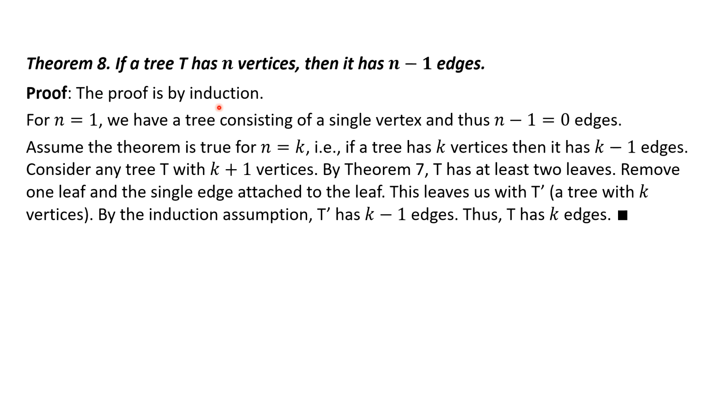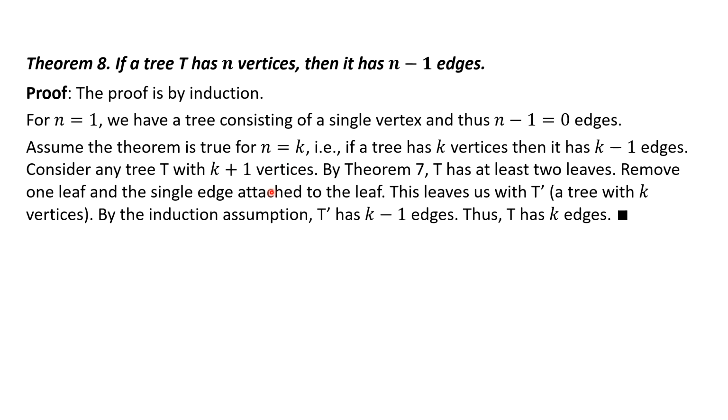And we do proof by induction, as I did initially, but the first time I didn't have this theorem in hand. So for n equals 1, we have a tree consisting of a single vertex, and therefore the number of edges is n minus 1, which is 0. Right? There are no edges in that case. So the induction hypothesis is: assume the theorem is true for n equals k, i.e. if a tree has k vertices, then it has k minus 1 edges. And then we want to prove that if we have a tree with k plus 1 vertices, it has k edges.